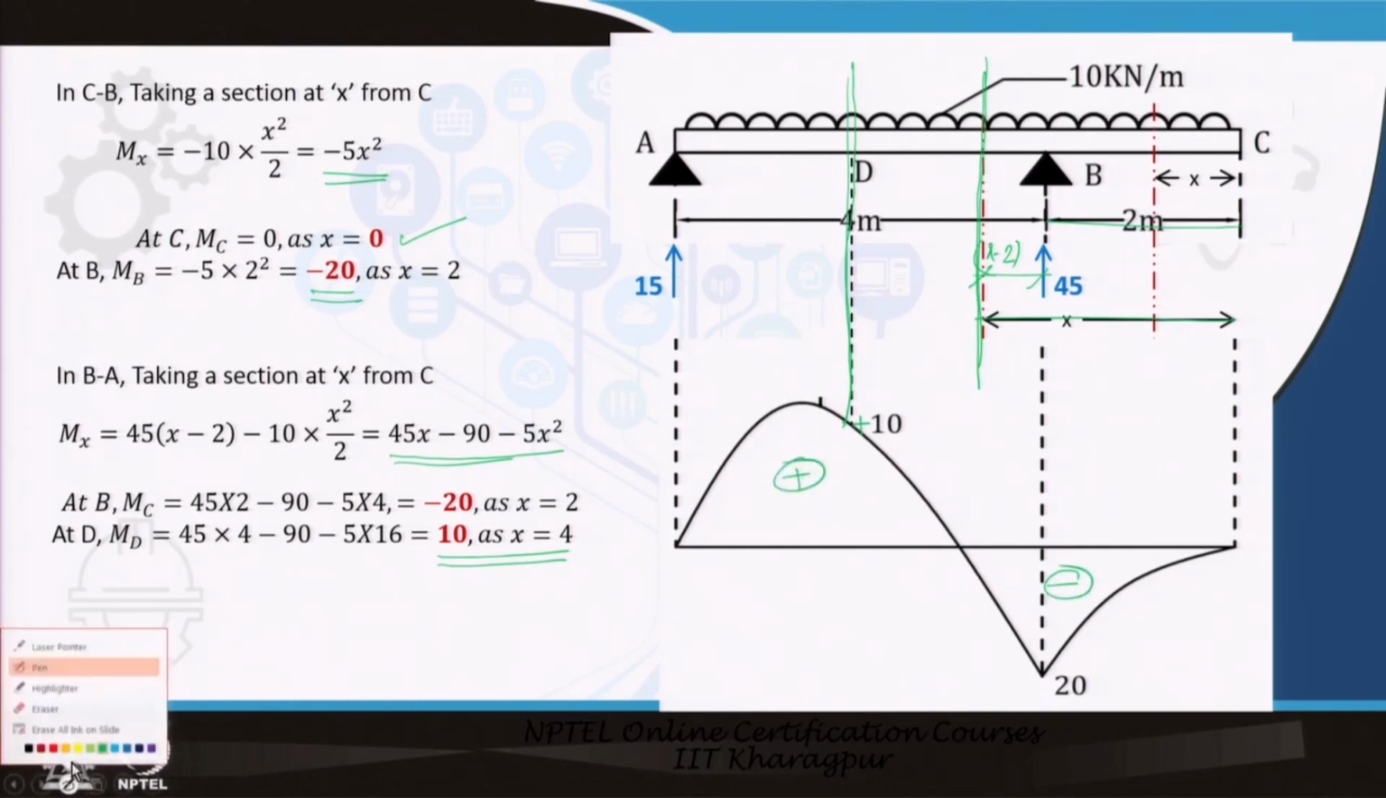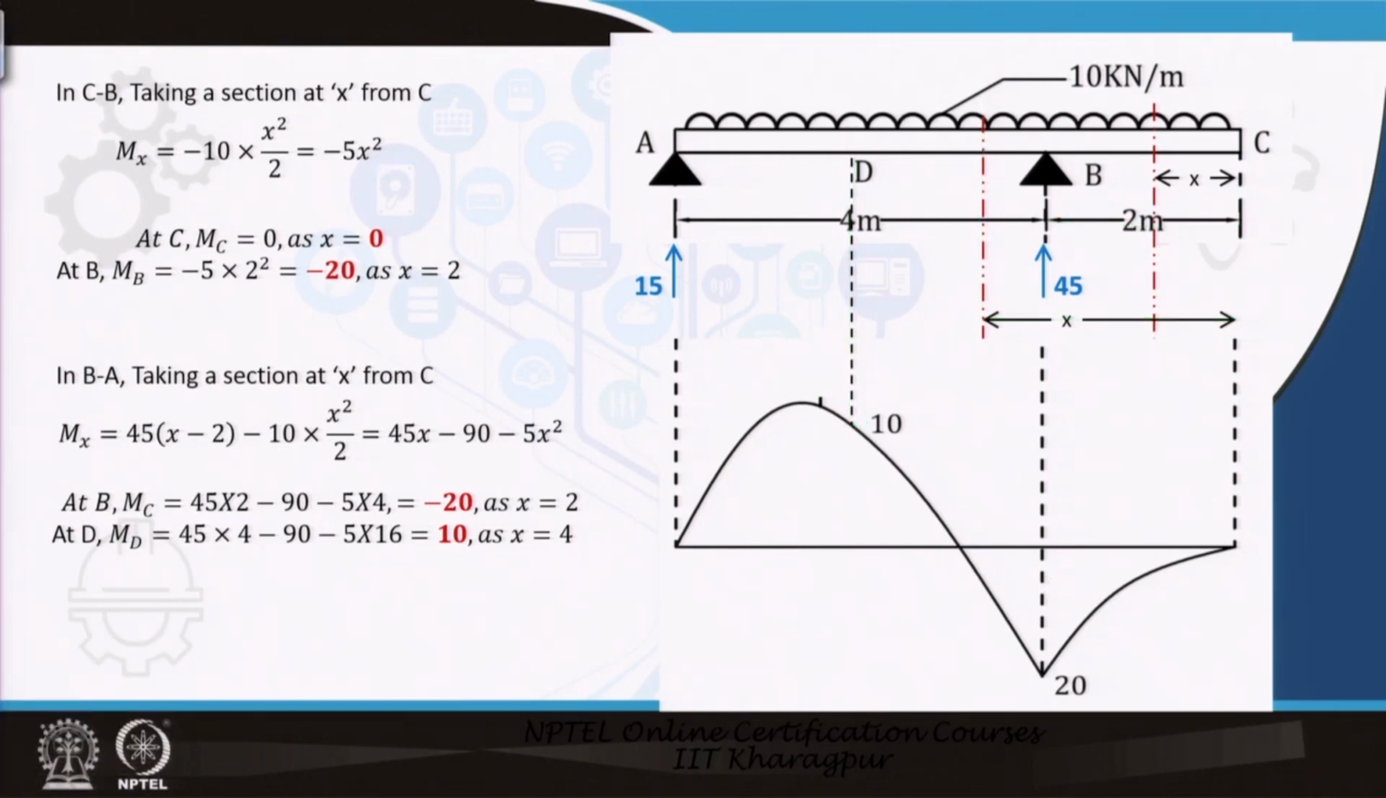I will clear my write up and let us see once again. So this is my MD, moment at D, and this is my MB. This starts from 0, goes parabolic and then again increases and then goes like this, again going to be 0 at MA.